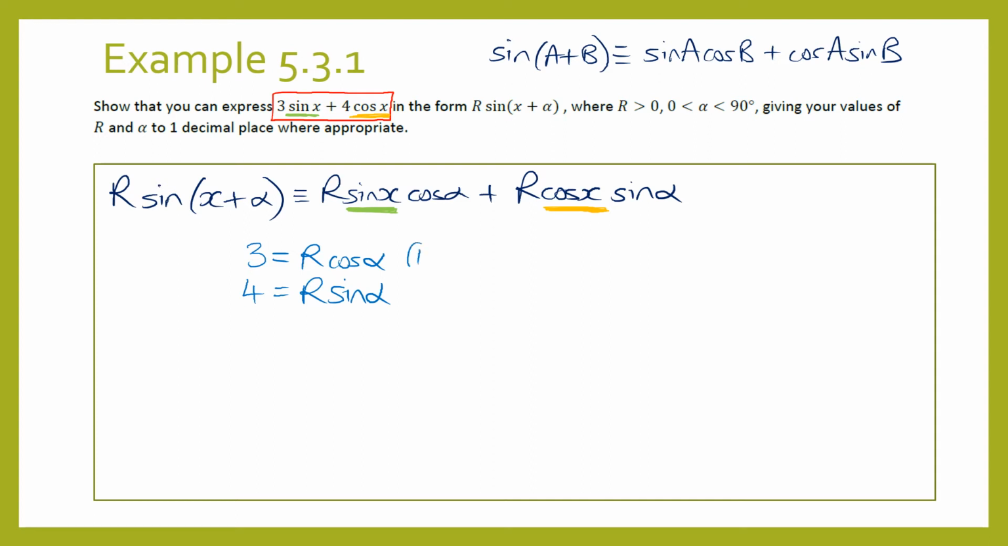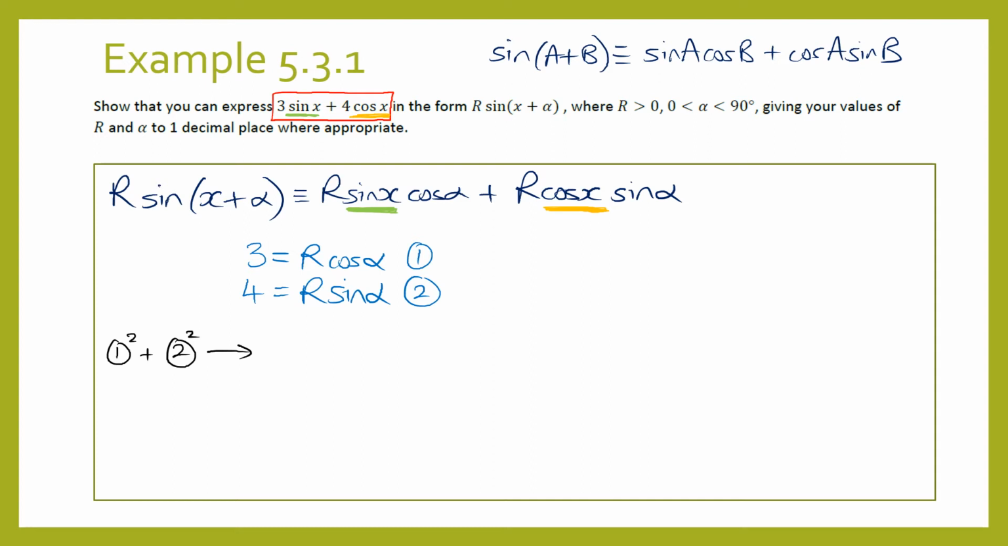I'm going to number these equation 1 and equation 2, and let's go ahead and find the value of r and the value of alpha. Now the way I'm going to find r, first time you see this, it might seem quite long-winded, but actually it's the best way to do it. I'm going to square the two equations and add them together.